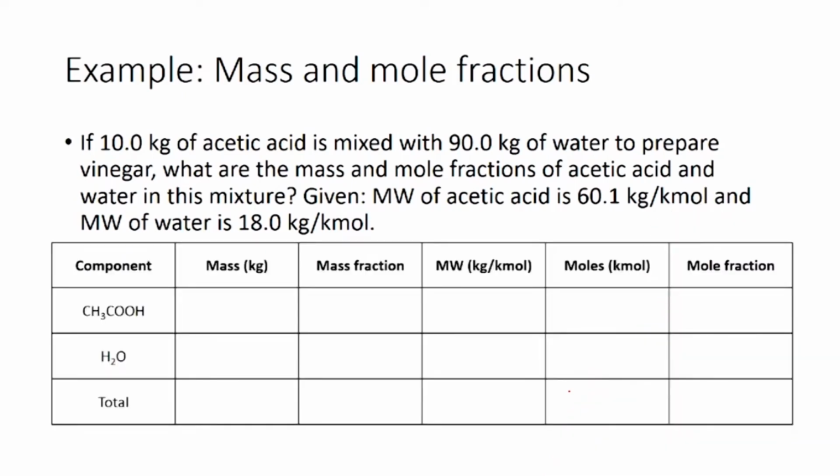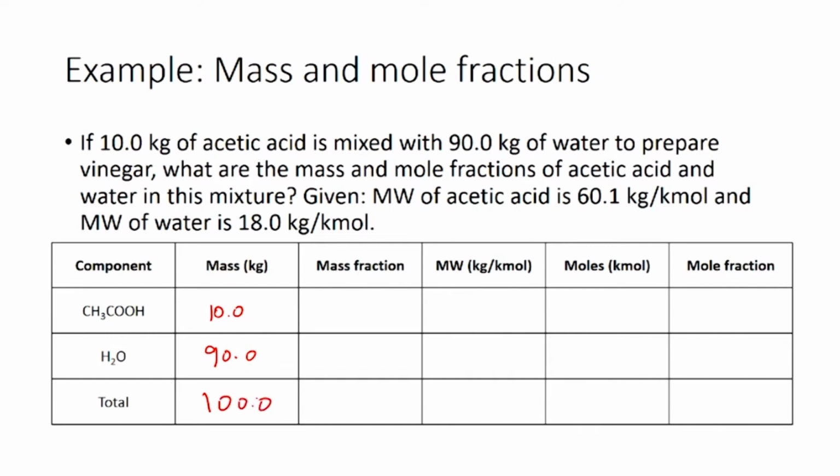The first column contains the components and the second column gives us the information on the masses which have been provided to us, and based on these masses we can then calculate the mass fraction. The fourth column is the molecular weight which has been provided to us. Based on the molecular weight and the mass we can calculate the number of moles, and based on this we would be able to calculate the mole fraction. So, the problem statement gives us that 90 kilograms of water and 10 kilograms of acetic acid are mixed. So, this term would be 10.0 and this would be 90.0, giving us a total mass of 100 kilograms.